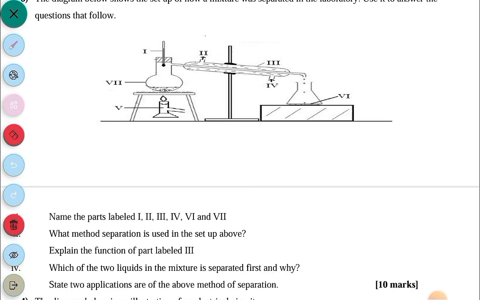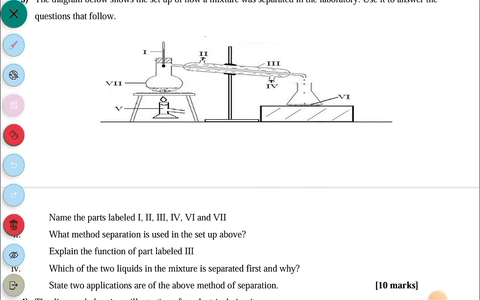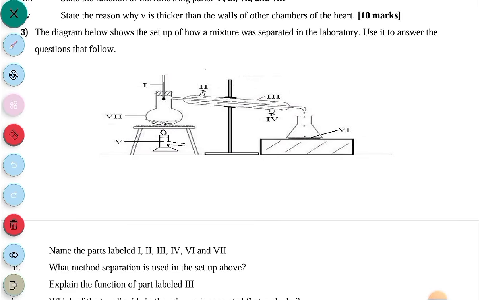The next question says, give two applications of the above method of separation. So purification of liquids. Let's say you have a liquid and then certain impurities. This method of separation can be used to purify the liquid. And then also alcohol distillation, for example beer and then wine. This process is also used to manufacture such liquids.